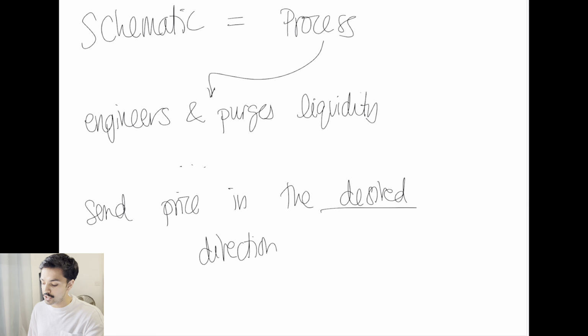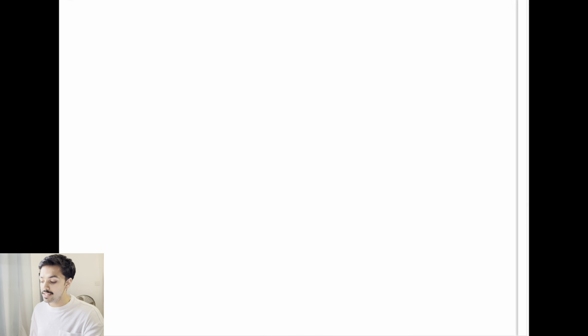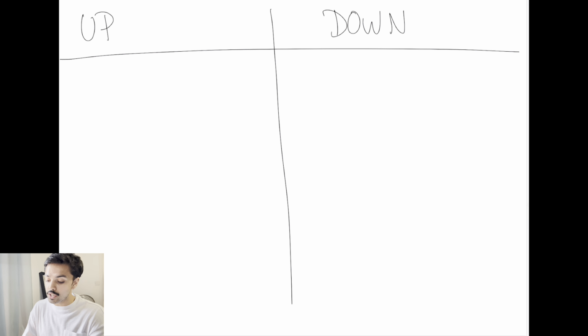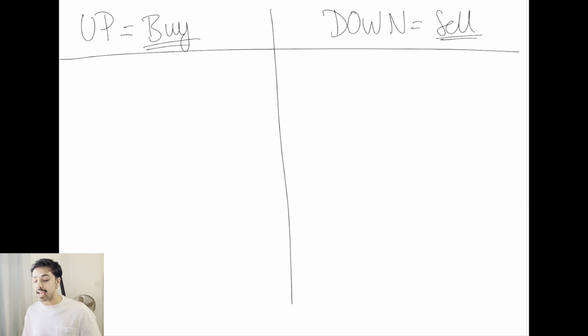This desired direction, guys, if we think about it, price only has two directions. We can either go up or we can go down. Okay, so there are certain schematics that send price up, and then there are certain schematics that send price down. Of course, you can imagine the schematics, or the processes, that are used to send price up are the ones that we use to buy price. And the schematics or processes that are used to send price down are the ones that we use to sell price.